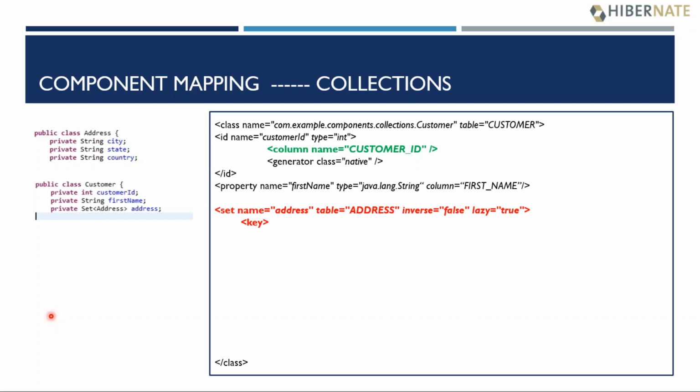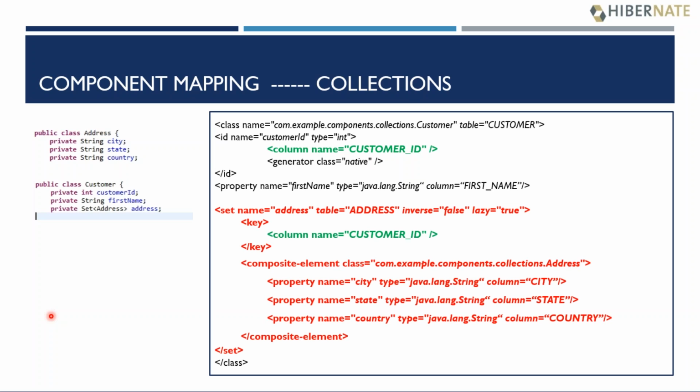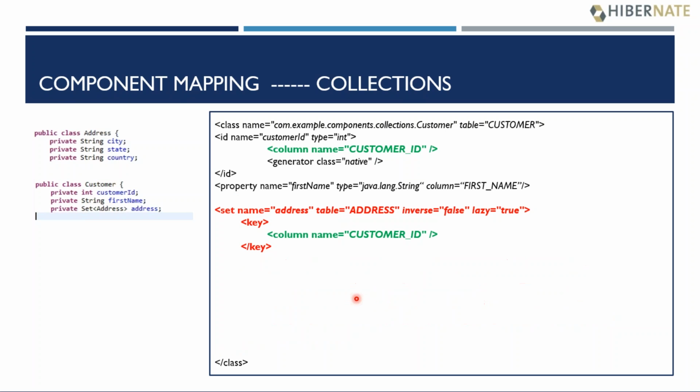Now next is component mapping using collections. Over here you see address and customer, and it is possible that you may have more than one address. One might be a temporary address and the other a permanent address. If you have to map it via collections, you use the collection set. So you use set name equal to address, that is, it should create a table by the name address.